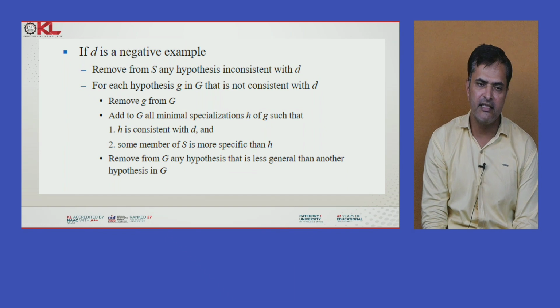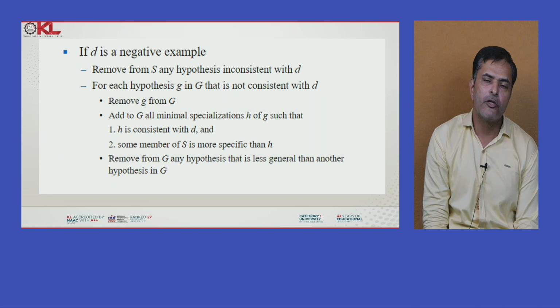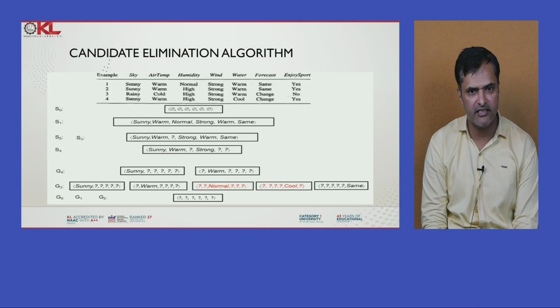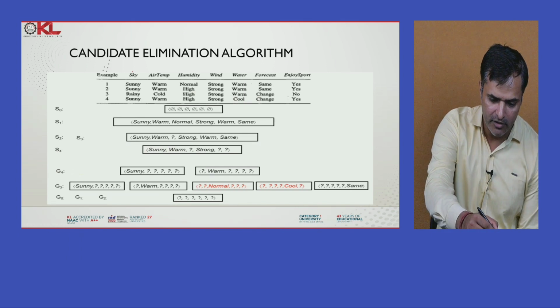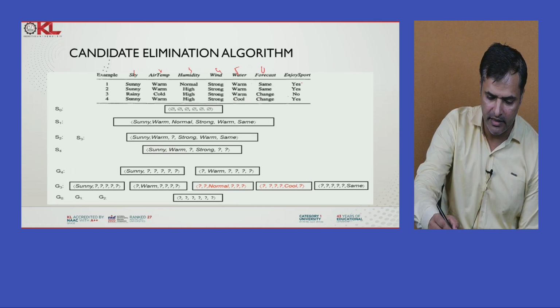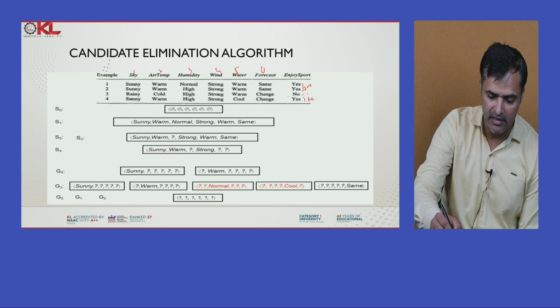Actually, in this algorithm, when a negative value is there, we have to switch from general to specific. Let us take an example of how it is possible. The same example as Find-S will be used here. How many attributes are there? 1, 2, 3, 4, 5, 6. These are for the decision to enjoy sport. These two are positive values, same as I told you in the Find-S example. This one is also positive, and this one is negative.